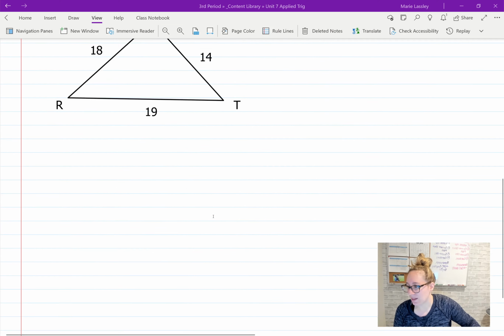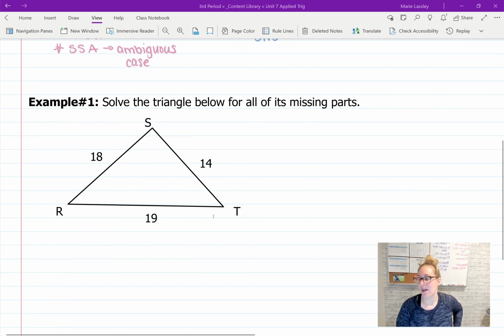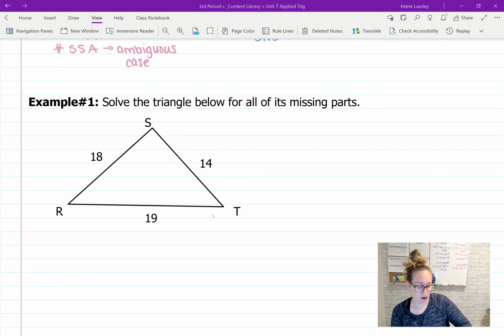All right, so let's take a look at a problem using our law of cosines. First off, I know that this is a law of cosines problem because I know 3 sides. I don't know any of my angles, so I can't use a law of sines because I would need an angle and I don't have one. So this is a law of cosines problem because I only know the 3 sides. Side, side, side.